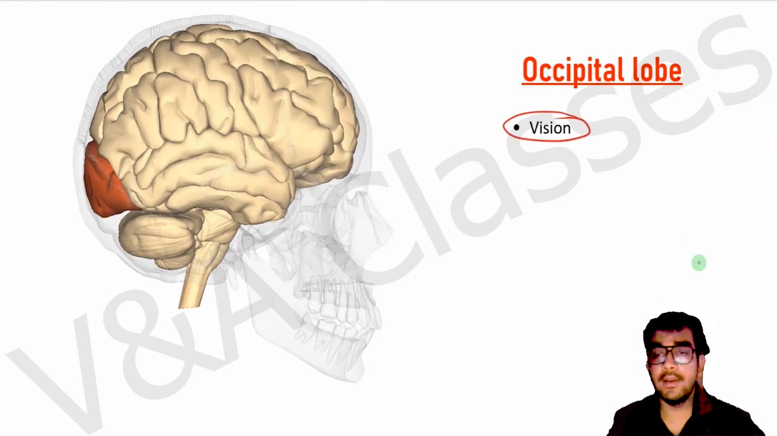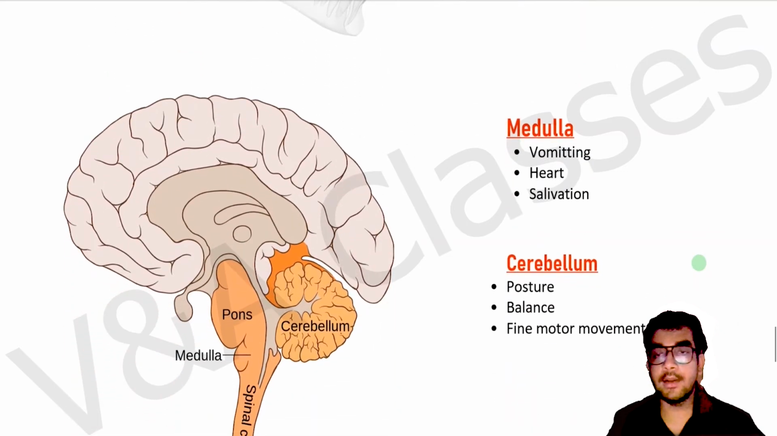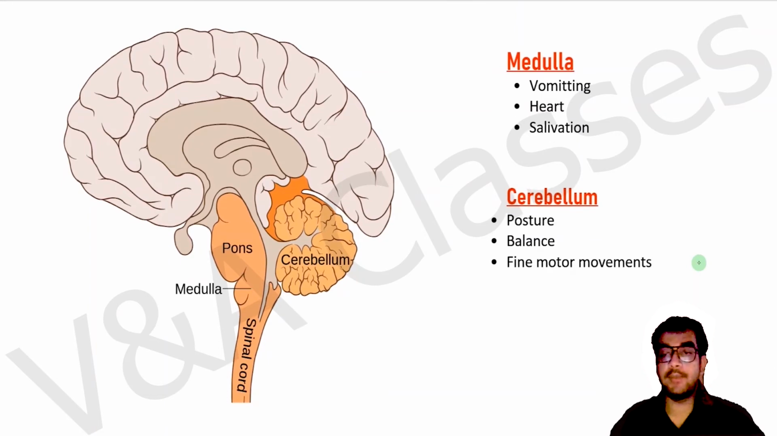So after having read about all the functions of various lobes, let's come to the hindbrain portions. We have already covered midbrain and the forebrain. So hindbrain consists of the parts that you can see in this diagram: the pons, the medulla, and the cerebellum. Okay, so important things that you need to remember are the functions of medulla and cerebellum.